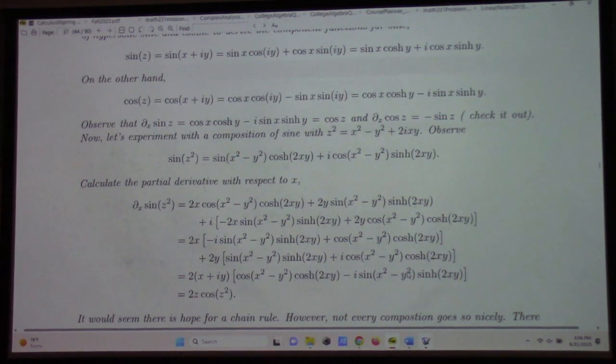It's an interesting pattern. Now, at the moment, this is all just formal nonsense, right? Because we have not defined the complex derivative. We'll do that next week.